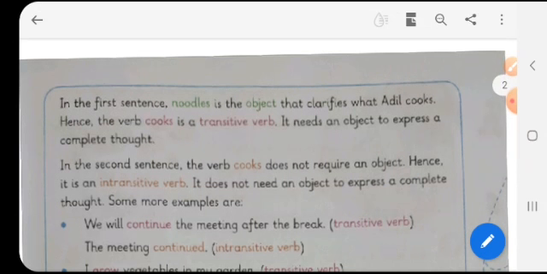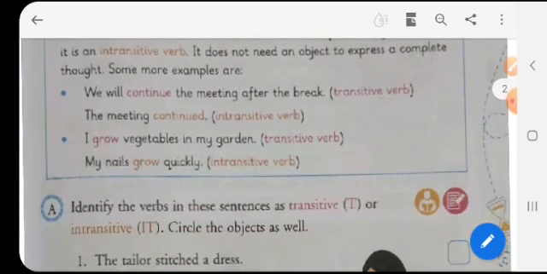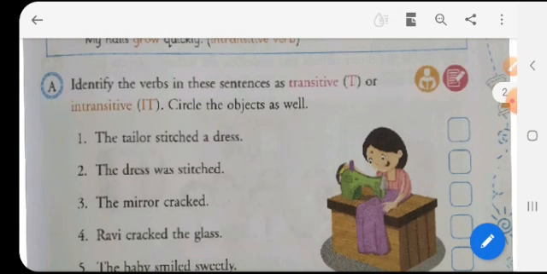In the second sentence, the verb cooks does not require an object. Hence it is an intransitive verb. Now here are some sentences also. You have to mention which verbs in these sentences are transitive and which are intransitive. We have to circle the objects as well when we find a transitive verb.